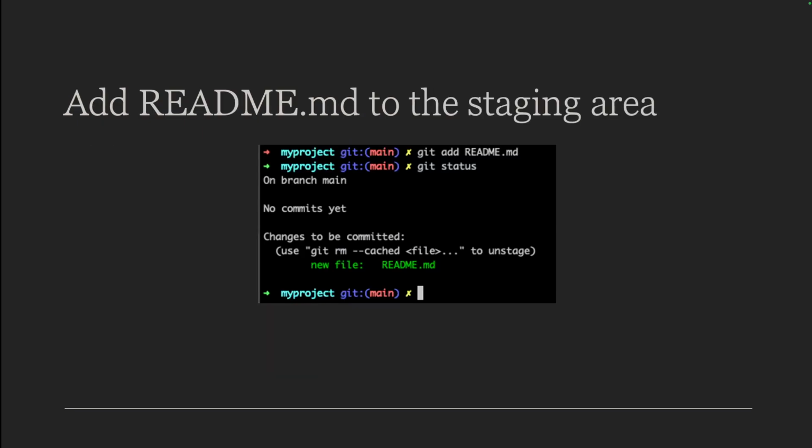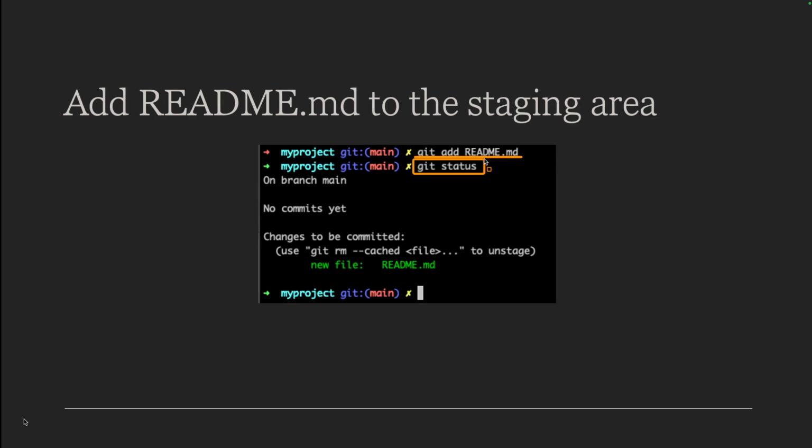As you saw previously, Git told us that we had untracked files, and that untracked file was README. So what we're going to do is add that to the staging area. We're going to do git add readme.md, and then we're going to run git status. You're going to see me run git status all the time. I run git status in my sleep, essentially.